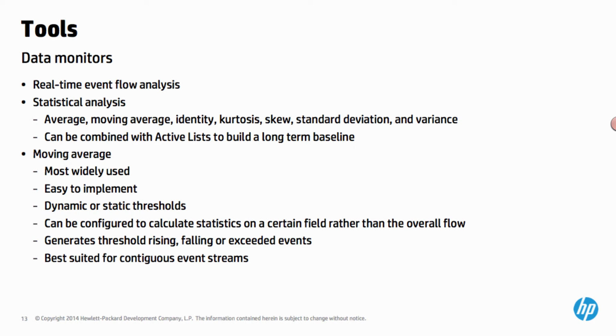So, for example, the most frequently used data monitor that we can use is what we call the moving average. It's the easiest, it's the simplest. You can create dynamic or static thresholds, and it's configured to generate certain statistics on a certain field rather than the overall flow. So the idea is that you can generate changes to that moving average, for example, if the threshold is rising, falling, or exceeding a certain number.